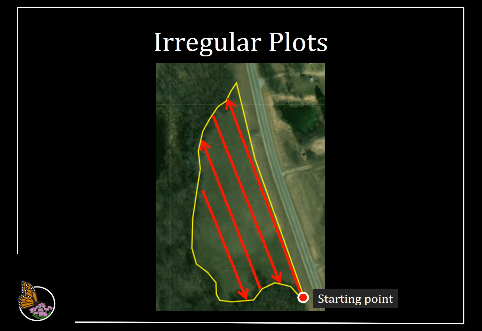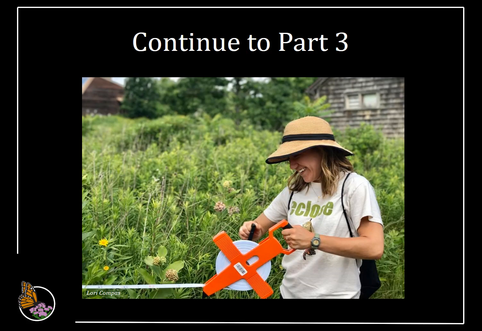Once all of the transects have been completed, the area that you covered will look something like this figure. Again, the placement of the transects will depend on the shape and the size of your plot. You are now ready to move on to Activity 1 Part 3.